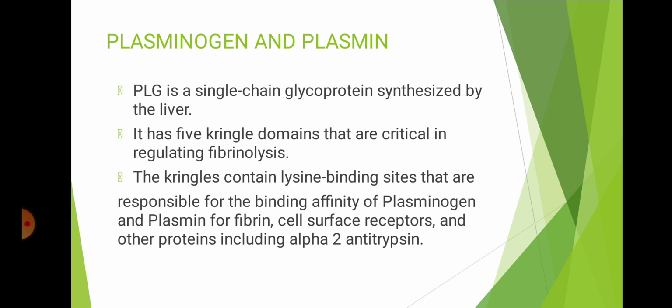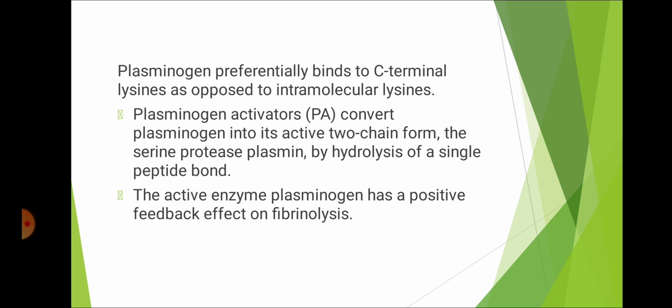Plasminogen and plasmin. Plasminogen is a single chain glycoprotein synthesized by the liver. It has 5 Kringle domains that are critical in regulating fibrinolysis. The Kringles contain lysine binding sites that are responsible for binding affinity of plasminogen and plasmin for fibrin, cell surface receptors and other proteins including alpha-2 antitrypsin. Plasminogen preferentially binds to C-terminal lysines as opposed to intramolecular lysines.